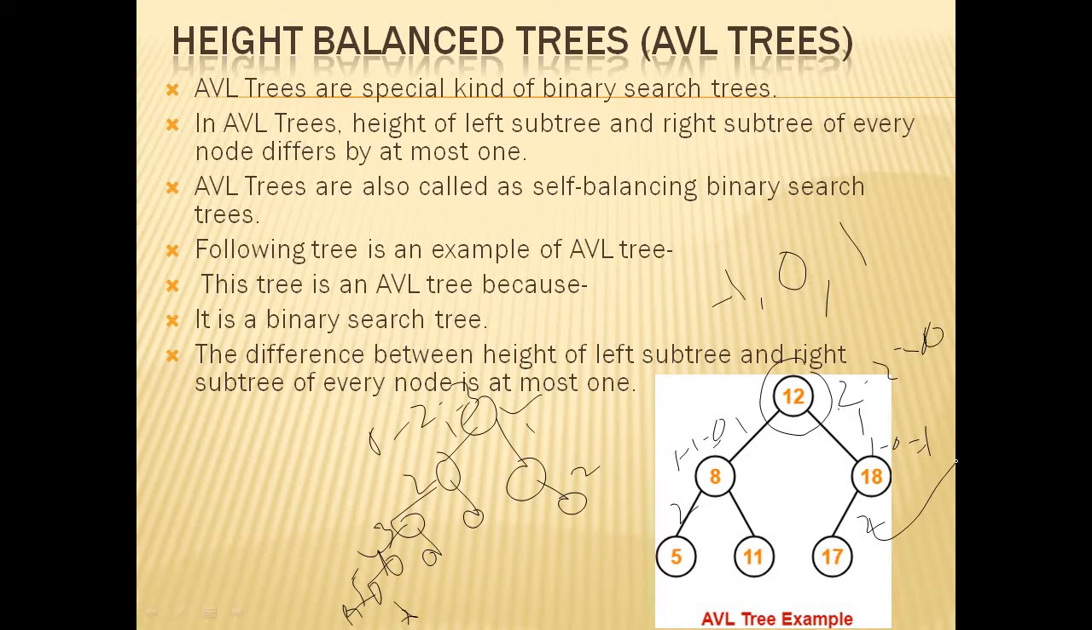I will remind you that an AVL tree is also one type of binary search tree. Keep in mind that it is a binary search tree. What is meant by a binary search tree? When you are treating it as a binary search tree, the left side children of the root should be less than the root, and the right side data of the root should be greater than it. So you should keep in mind that it is a binary search tree, but height balanced. An AVL tree is also called a self-balancing binary search tree.